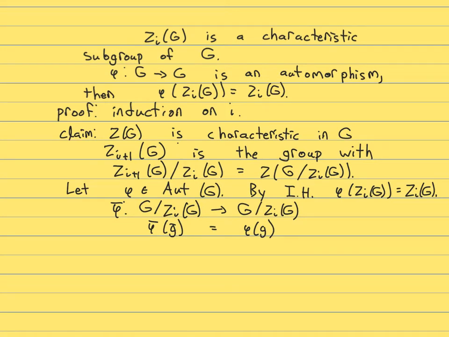What do you need to check? You need to check that it's well defined. Well, what does that mean? Well, that means I need to check that if g and g prime define the same coset, then they have the same image under the original automorphism. What does it mean that they define the same coset? That means that g inverse g prime was in the center, or was in this ith central subgroup.